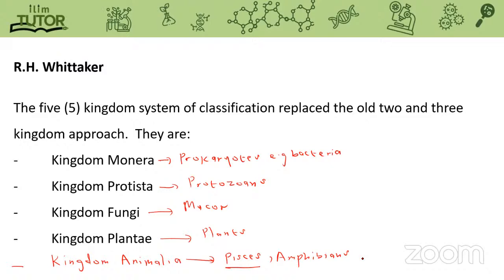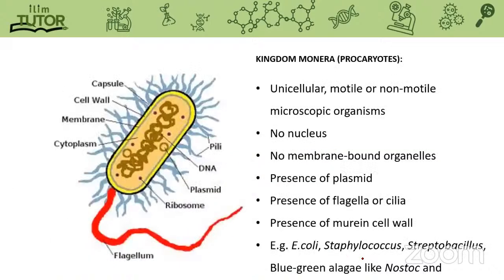So again, to recap, the 5 kingdoms that we talk about today were developed by R.H. Whittaker, and all living organisms must fall into any of these 5 kingdoms. So to look at each one more closely, we'll start with Kingdom Monera.